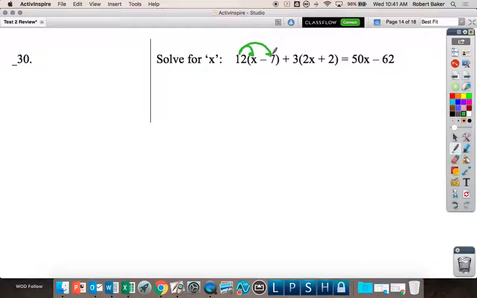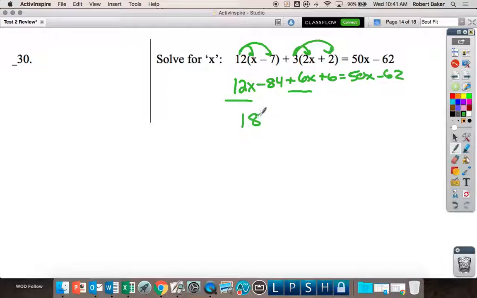Step 1. Okay, 12 times x is 12x. What's 12 times negative 7? Negative 84. Plus, sorry, 6x. Combine like terms, 12x's and 6x's make 18x. Negative 84 and positive 6 make negative 78. That's fine, minus 18x's.